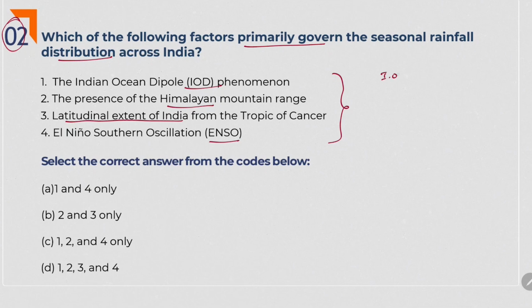Be it Indian Ocean dipole, pressure difference, El Nino, La Nina, latitudinal extent, everything. All these are not isolated phenomena. Observe, they all are intricately connected to each other. So without thinking much, we can go to answer 1, 2, 3 and 4. And this is the right one.